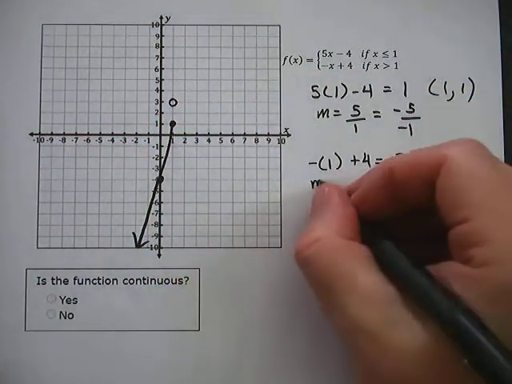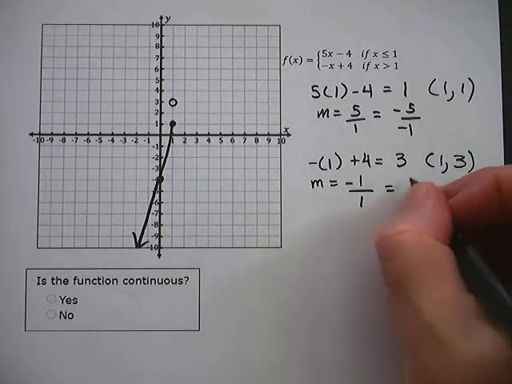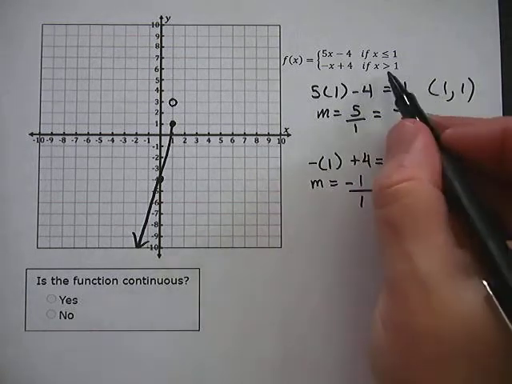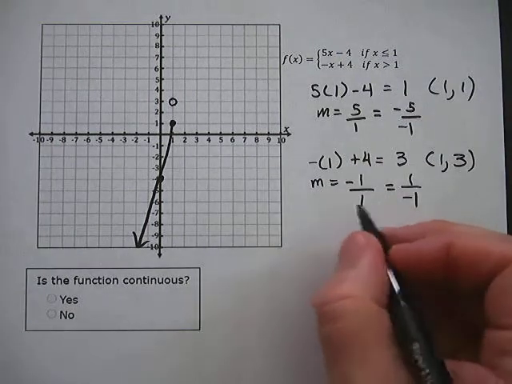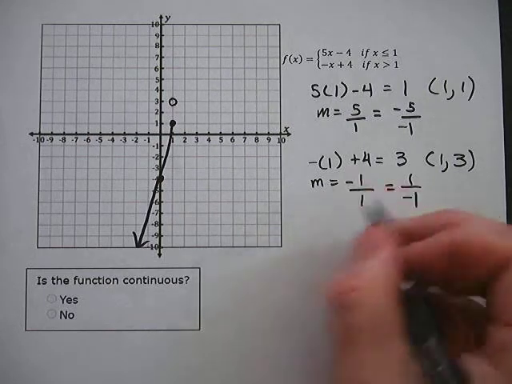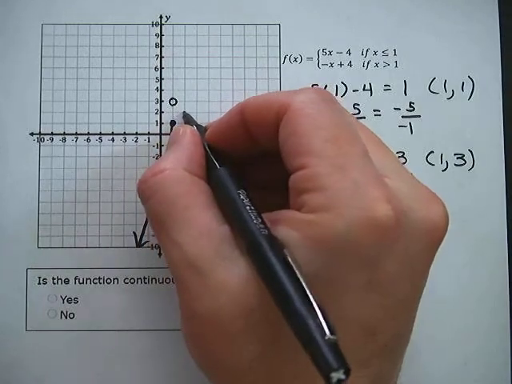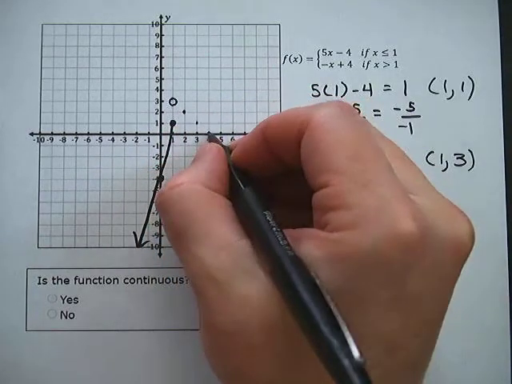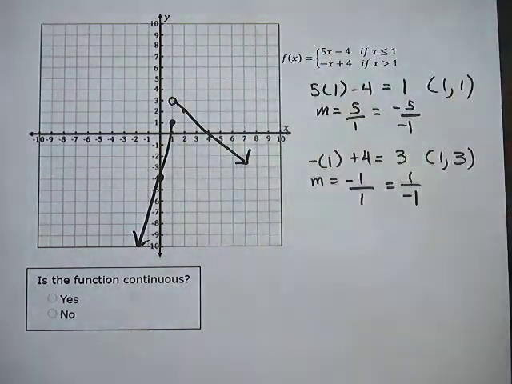And now I look at my slope. m is equal to negative 1 over 1 or 1 over negative 1. I want to be greater than 1, which means I want to go to the right. So I'm using this one. This one is going to be down 1, right 1, down 1, right 1. So this is the slope I want to use. Okay, so I go down 1, right 1, like this. That's good enough. Okay, so there's my graph.